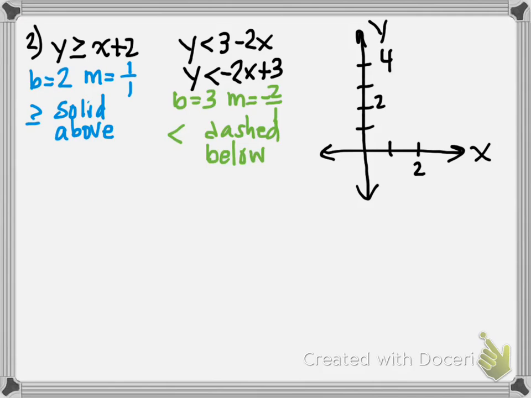So the blue line, I'm going to go to where b is 2. And then I'm going to rise 1 and to the right 1. So that's going to take me to the point 1, 3. I'm going to get a solid line through those 2 points. Now I'm going to do things a little differently than I did last time. This one I'm going to go ahead and shade above.